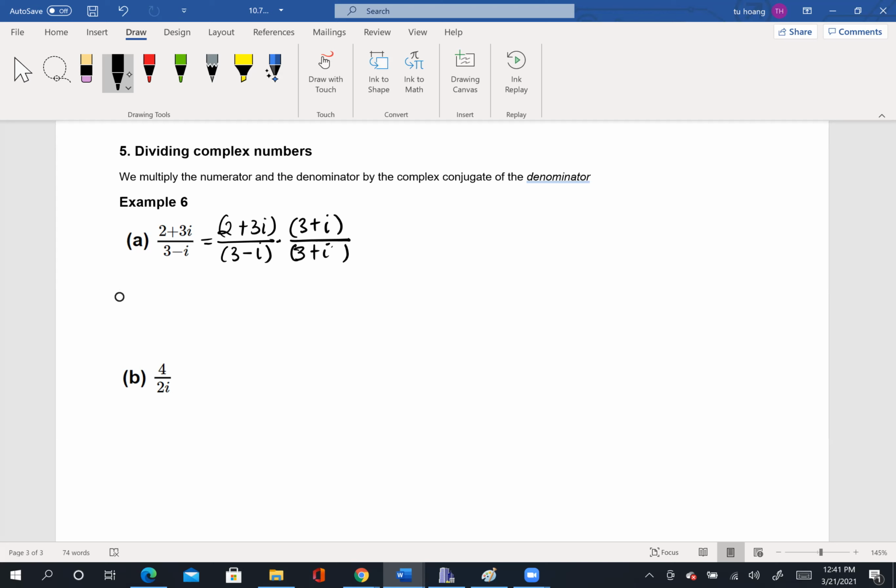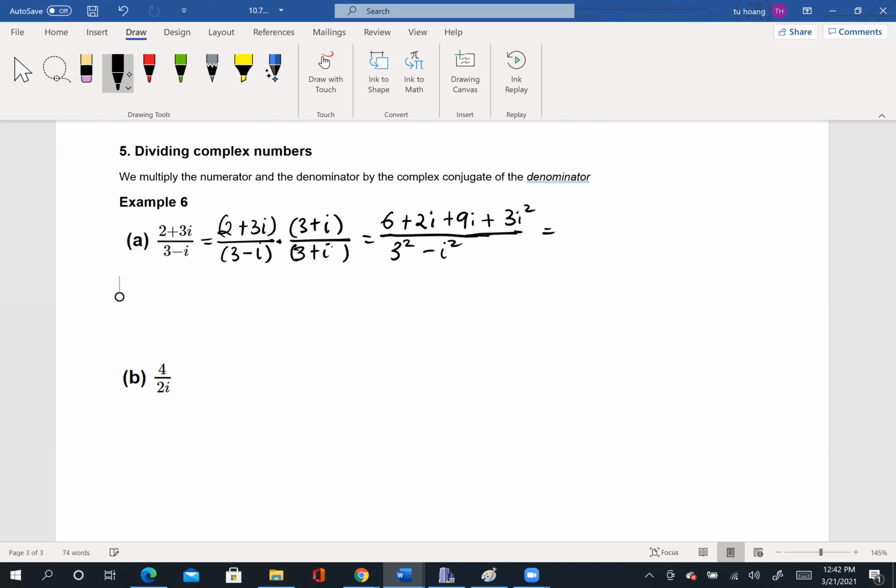And now for the bottom, I will apply the difference of squares formula. So I have 3 squared minus i squared. For the top, I'm going to use the FOIL method, or just distribution. So 2 times 3 is going to be 6, and then 2 times i is plus 2i, and then positive 3i multiplied by 3 is going to be 9i, and then positive 3i multiplied by i is going to be positive 3i squared.